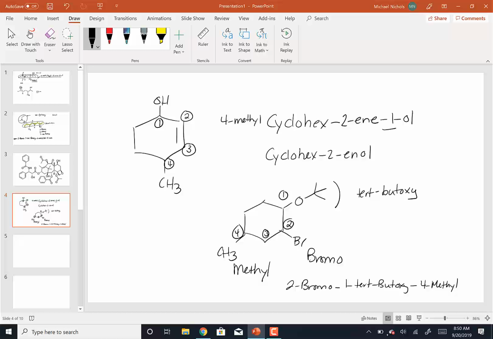Okay. So, of the groups for today, they all have low priorities, and the trickiest part is how do you handle ethers. But what you're going to find is that in order to be able to name the substituent part of an ether, you need to know your IUPAC names, the sec-butyls, tert-butyls, isobutyls, etc., because that's what we can make out of them.